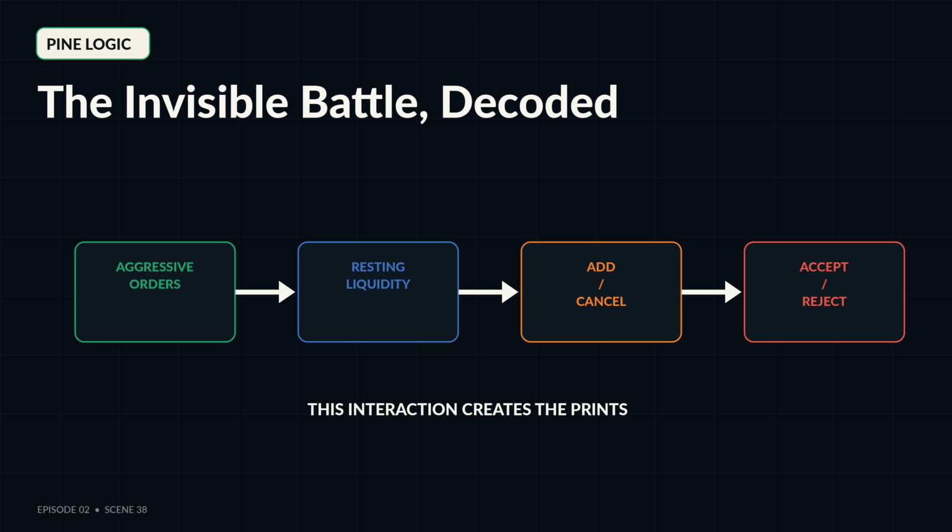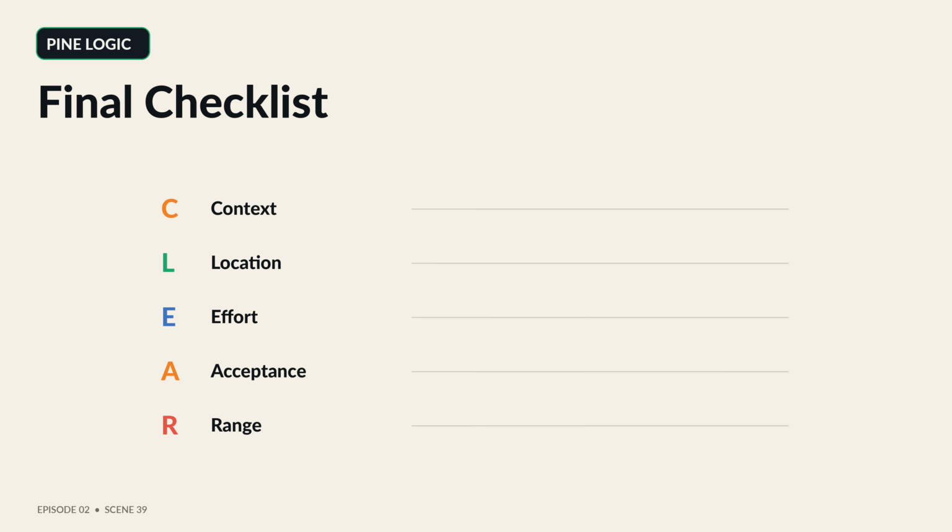So the invisible battle is not buyers versus sellers in the cartoon sense. Every trade has both. The deeper battle is urgency versus available liquidity, aggressive orders versus resting interest, new orders versus cancellations, and whether the market ultimately accepts the prices those interactions create.